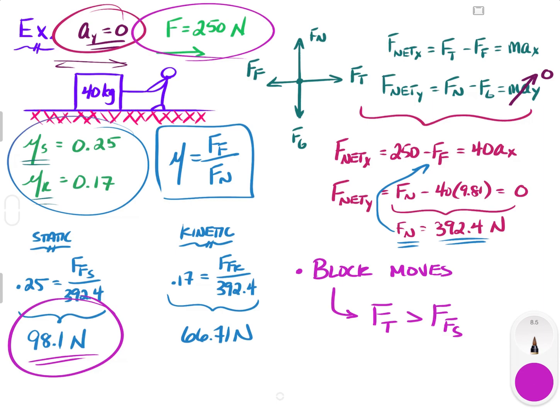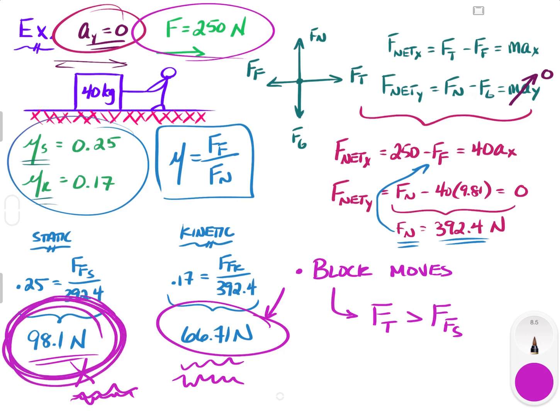Follow-up question, how much friction is it experiencing? Is it 98.1? It is not. I overcame 98.1. This is when everything was interlocked. Now, since it's moving and they're not as interlocked, I'm actually experiencing my kinetic friction. So this is the friction I experience because I'm moving. This value over here is the reason I'm moving because I did apply more than that value.